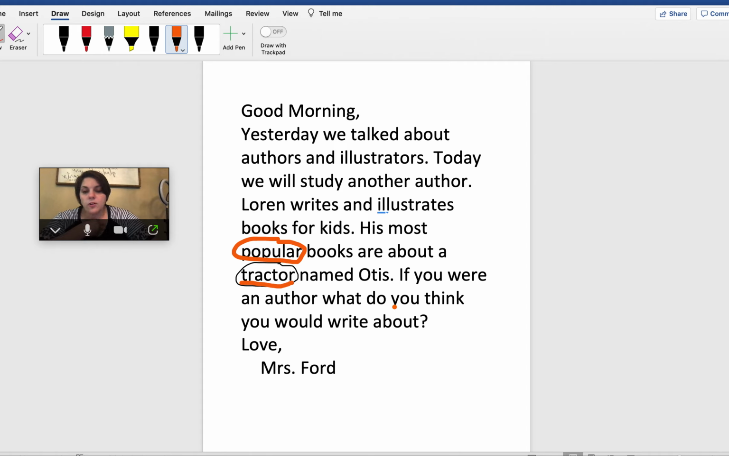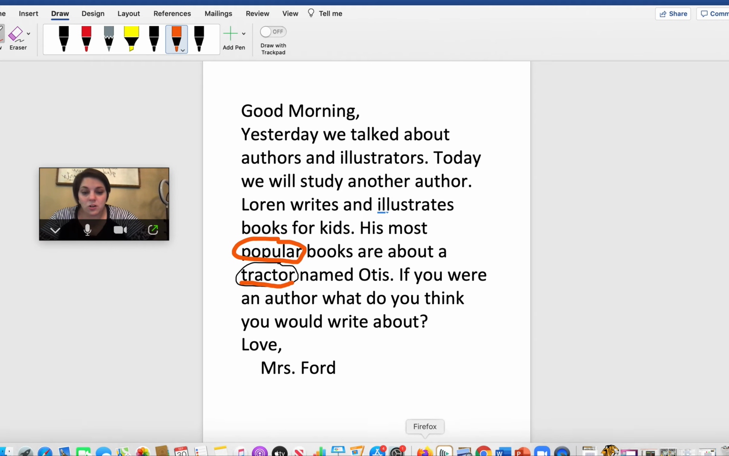What would you write a book about? Would it be about basketball? Would it be about ladybugs? What would you, if you could write a book about anything? We've talked about all of these authors. What kind of a book would you write? I think if I was writing a book, I would definitely write about a turtle. I love turtles.